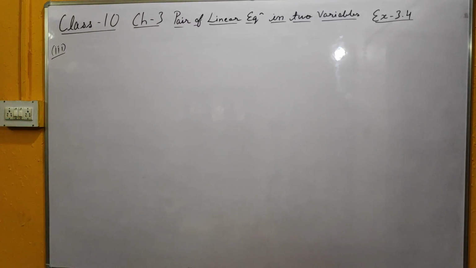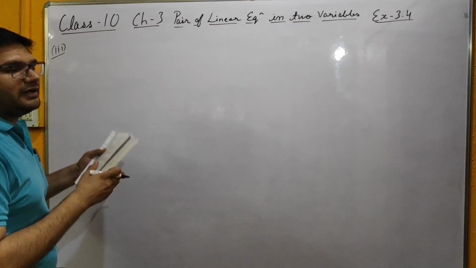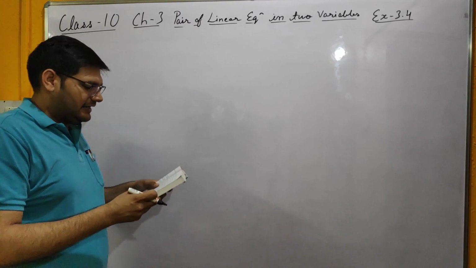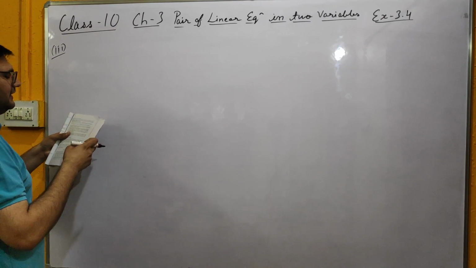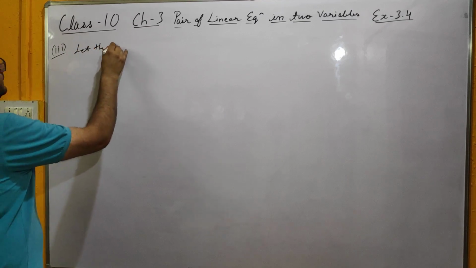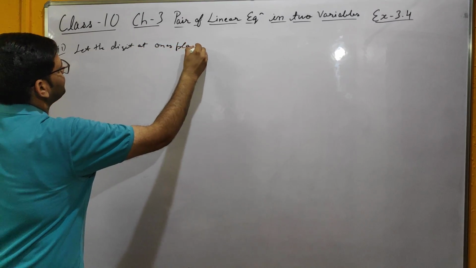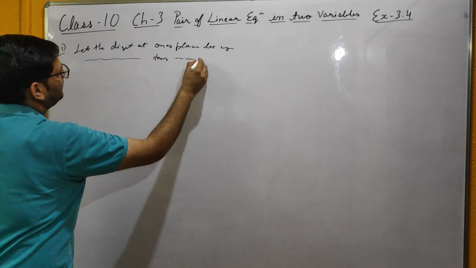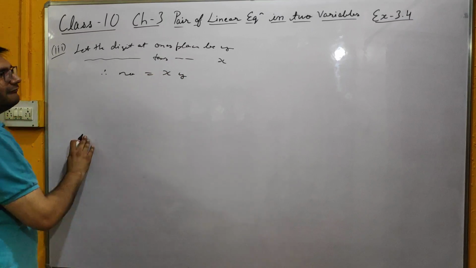Okay, let's start. The sum of the digits of a 2-digit number is 9. So, the rest of the question I will read. He is asking us to find the number. Let the digit at ones place be y, and let the digit at tens place be x. Therefore, the number is 10x plus y.